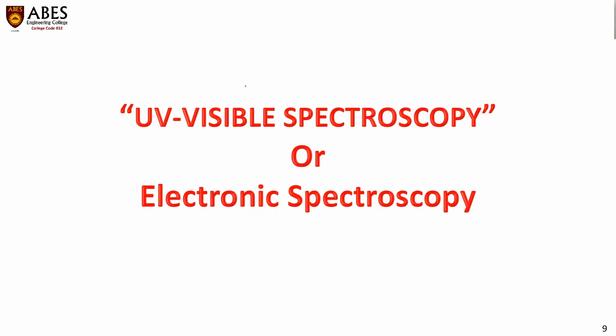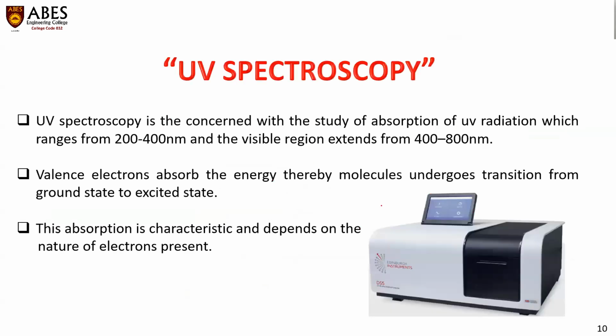Now we will discuss what UV-visible spectroscopy is and how it works. It is also known as electronic spectroscopy due to the electronic transition. UV spectroscopy is concerned with the study of absorption of UV radiation, which ranges from 200 to 400 nanometer, and the visible region extends from 400 to 800 nanometer. Valence electrons absorb the energy, thereby molecules undergo transition from the ground state to the excited state, and this absorption is characteristic and depends on the nature of the electrons present.